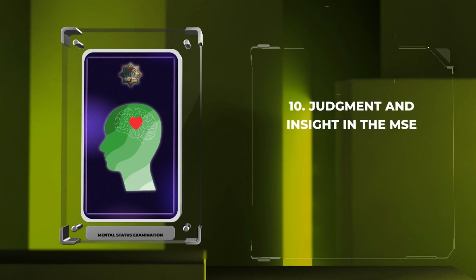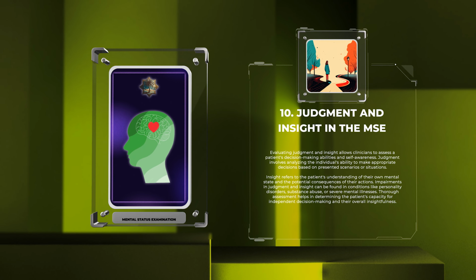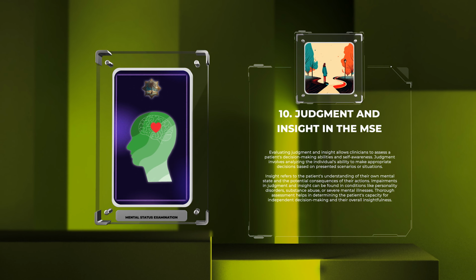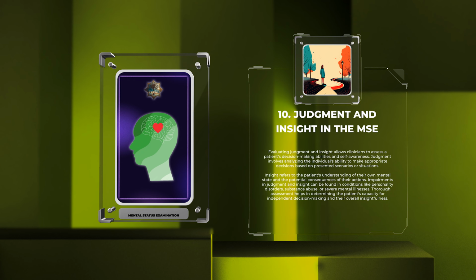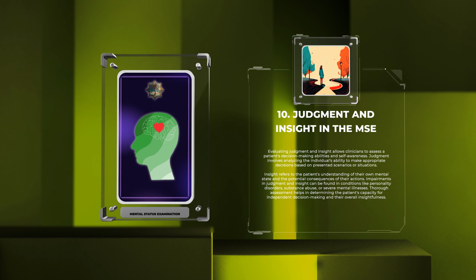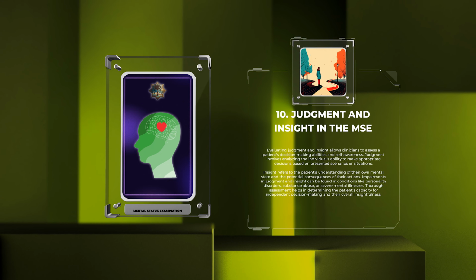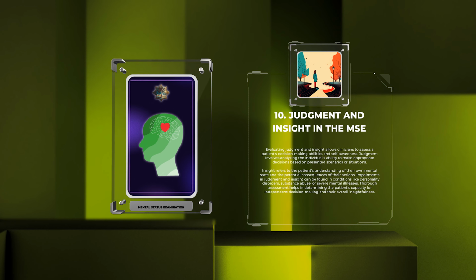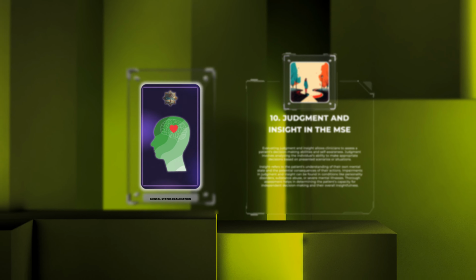Evaluating judgment and insight allows clinicians to assess a patient's decision-making abilities and self-awareness. Judgment involves analyzing the individual's ability to make appropriate decisions based on presented scenarios or situations. Insight refers to the patient's understanding of their own mental state and the potential consequences of their actions. Impairments in judgment and insight can be found in conditions like personality disorders, substance abuse, or severe mental illnesses. Thorough assessment helps in determining the patient's capacity for independent decision-making and their overall insightfulness.